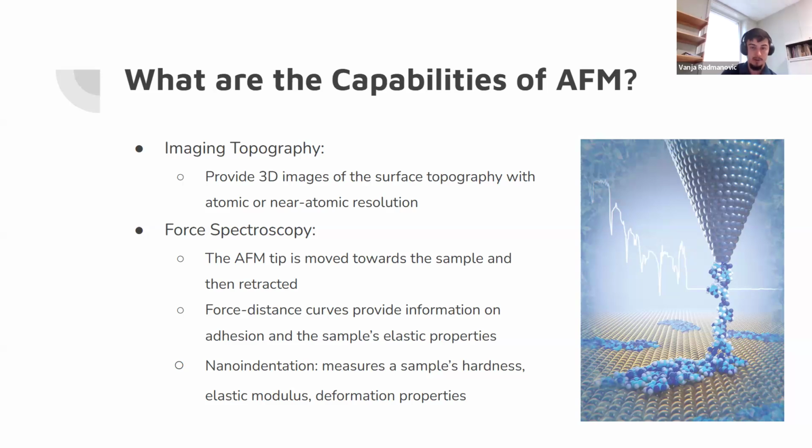The data you get from this are force distance curves, graphs which provide information on adhesion, which are the attractive forces, and some of the elastic properties, so the ability for the sample to recover from the deformation and return to its original shape and size. One of the standard ways of using force spectroscopy is a method called nanoindentation, which is used, as I mentioned, to measure a sample's hardness. There's even something called an elastic modulus you can use to rate different materials, and other deformation properties that are useful in particular research.